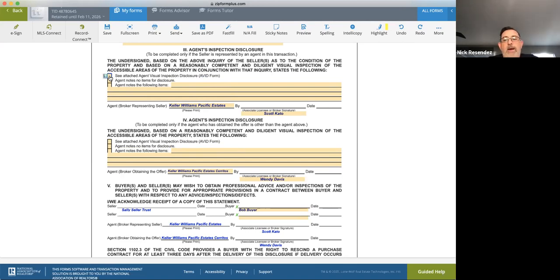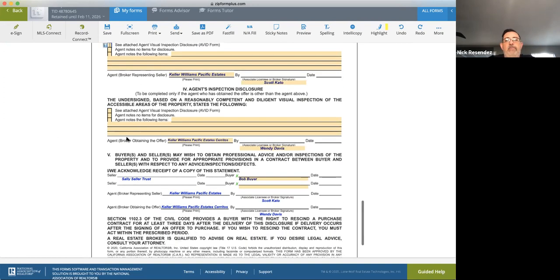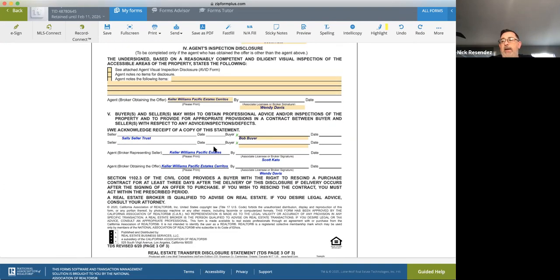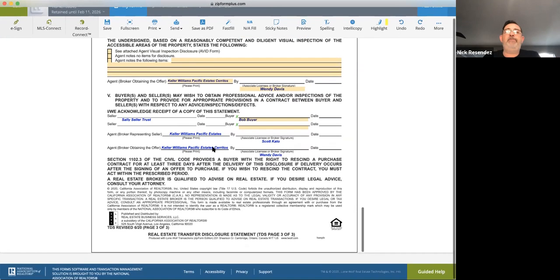These are required, by the way, the TDS, SPQ, any residential up to 4 units. So that includes houses, duplexes, fourplexes, condos, townhomes, planned unit developments, et cetera, okay? The buyer agent is going to complete their declaration or their inspection, and then everybody re-signs at the bottom, okay? So that's the TDS 3-pager.